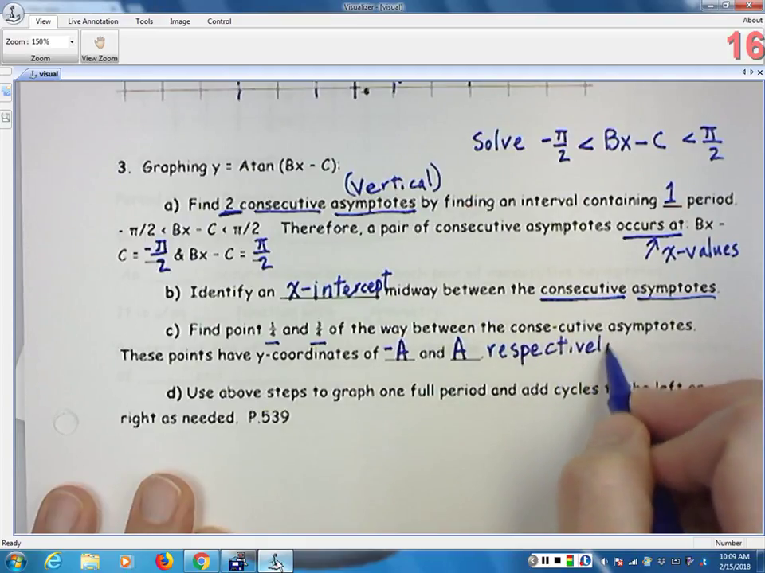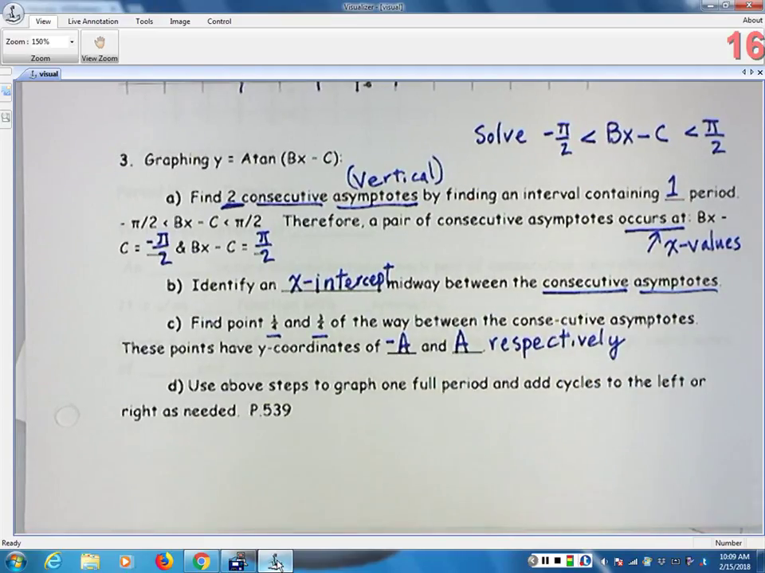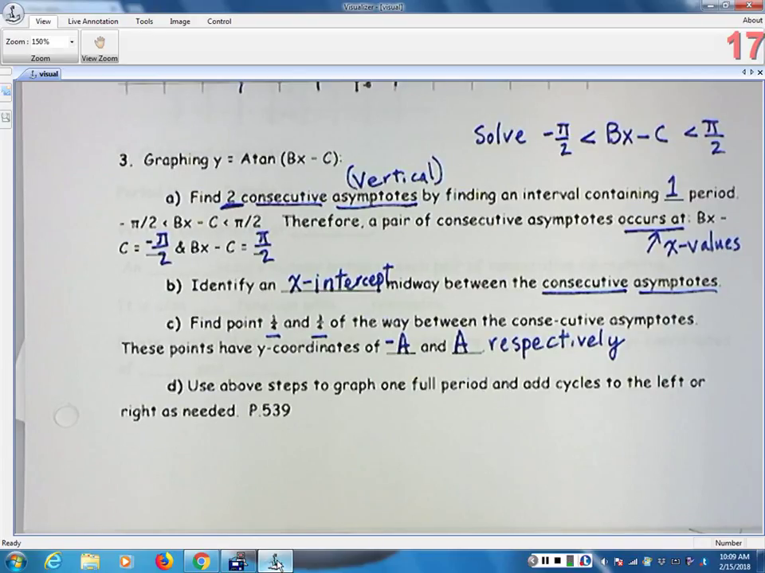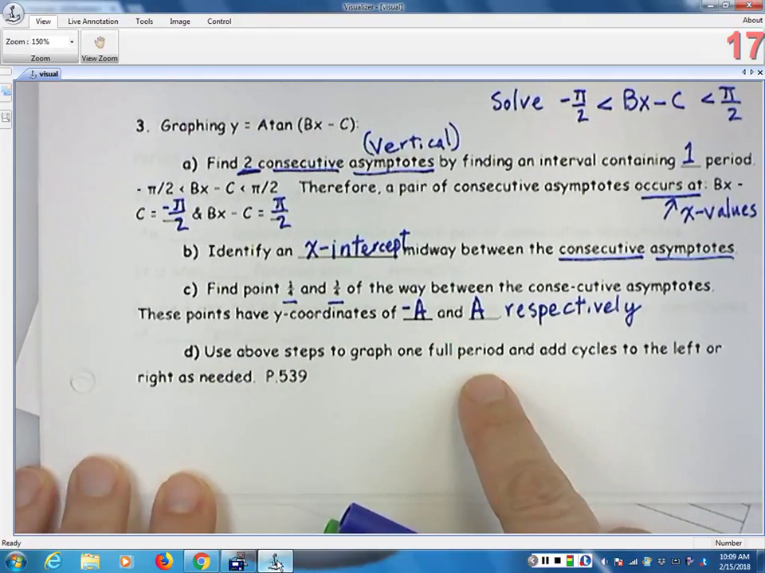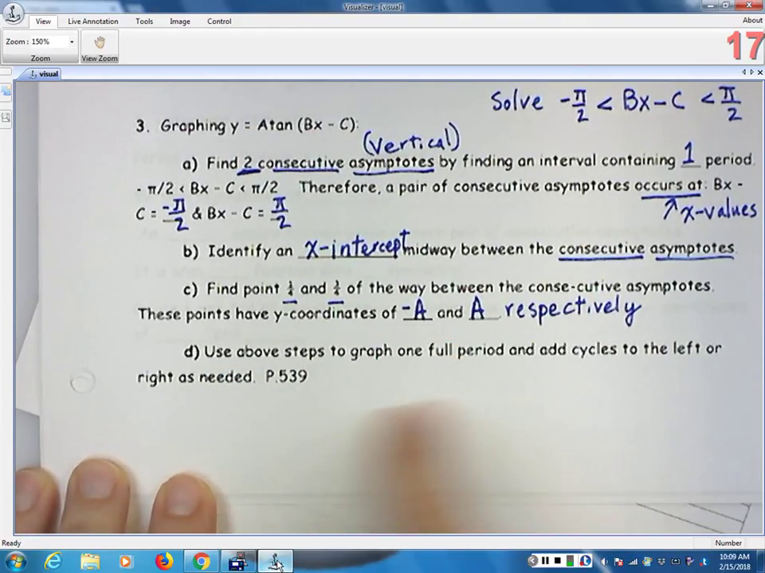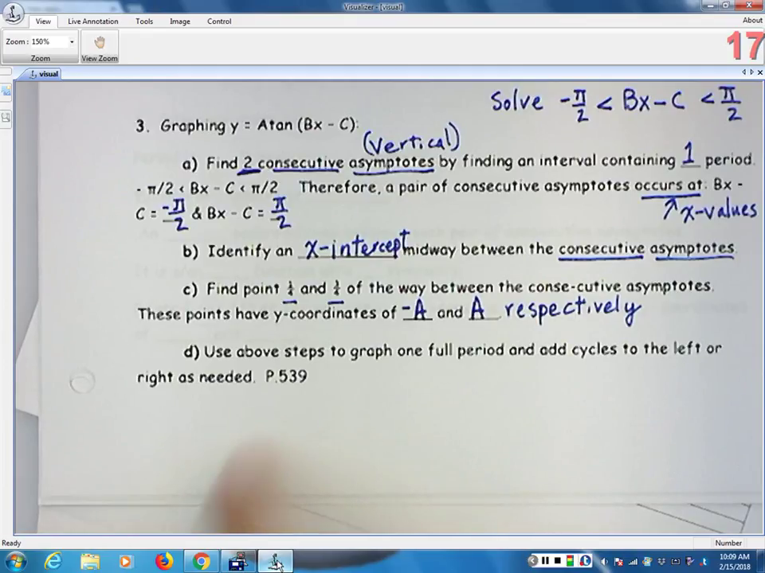It was 1 when we had an amplitude of 1, but now if we have an amplitude of a, that's how we do that. And then we use the above graphs to graph one full period and then add cycles to the left or right as needed.